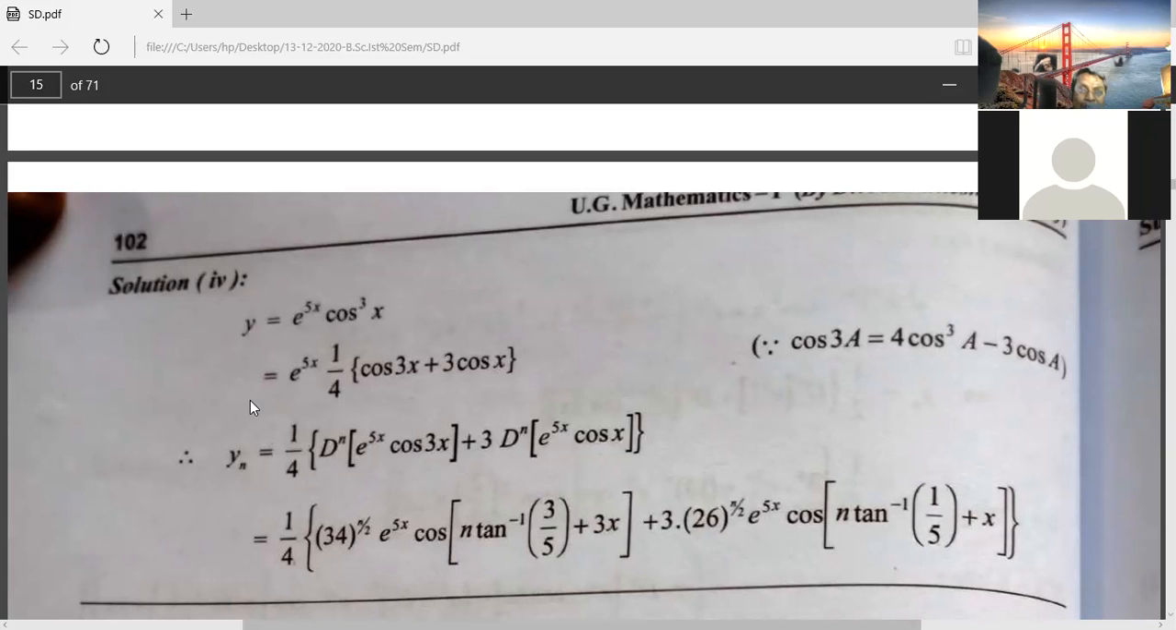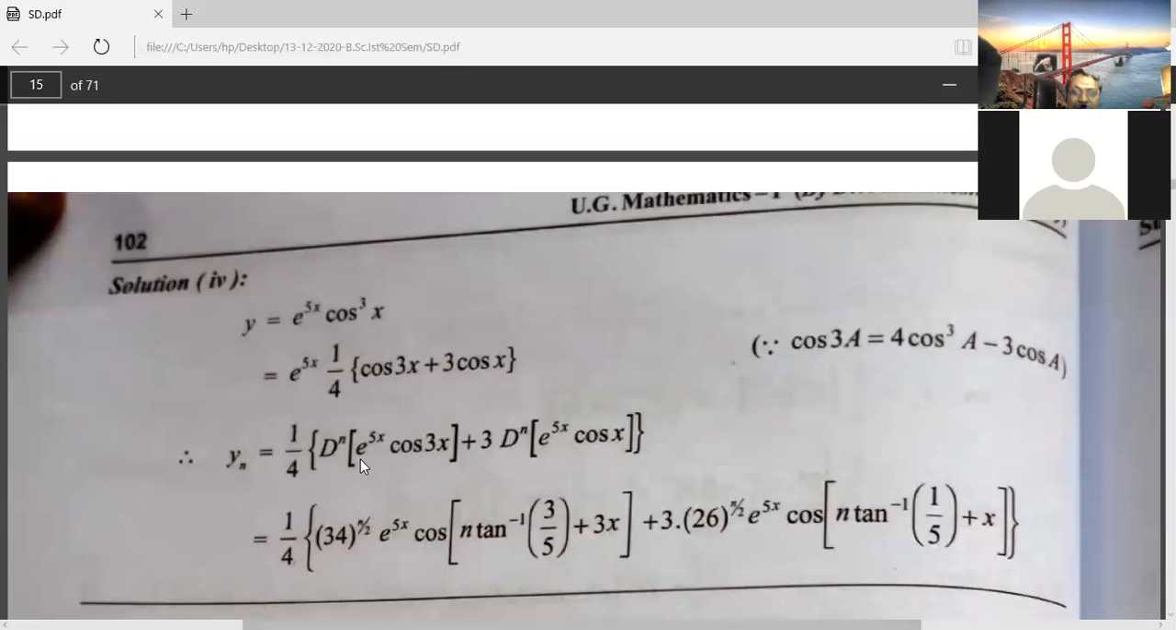Actually you have to write one more step here. They are written directly here. yn equal to 1 by 4 into, apply the linearity property, the first and second components you are getting. Well, you see, we have already taken the formula. What is that? r to the power n equal to a square plus b square to the power n by 2 into e to the power ax into cos bx plus n tan inverse of b by a. That we have to write.